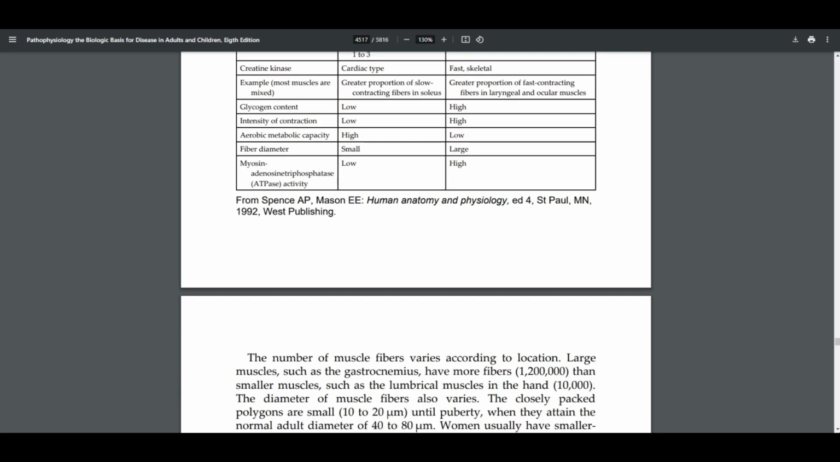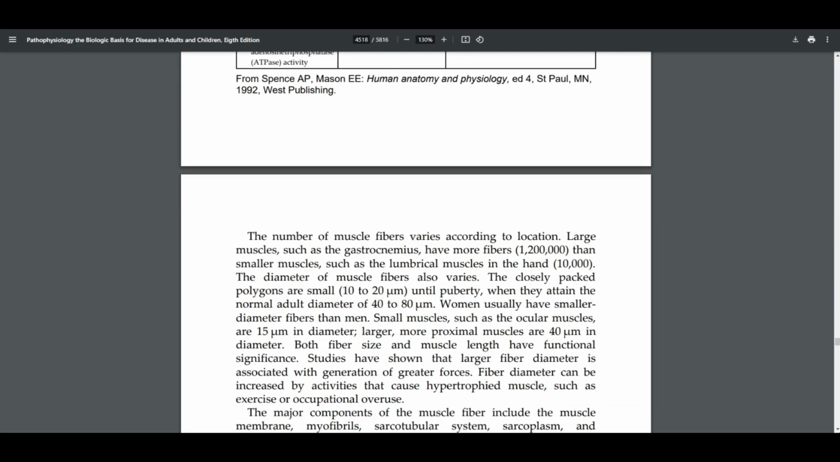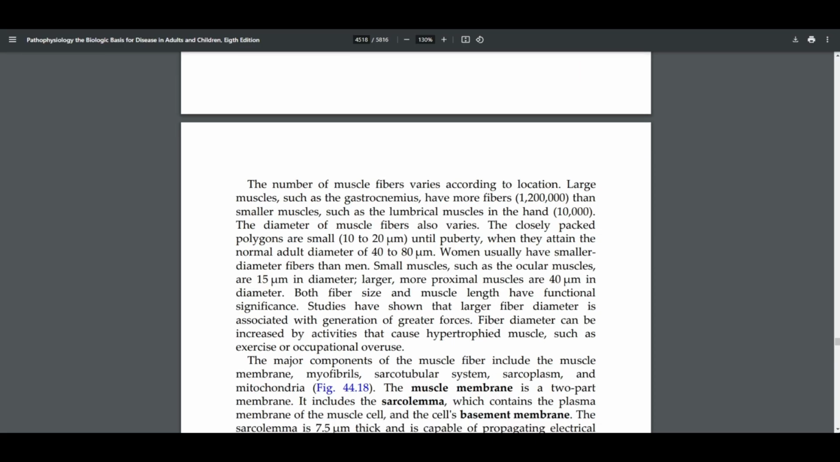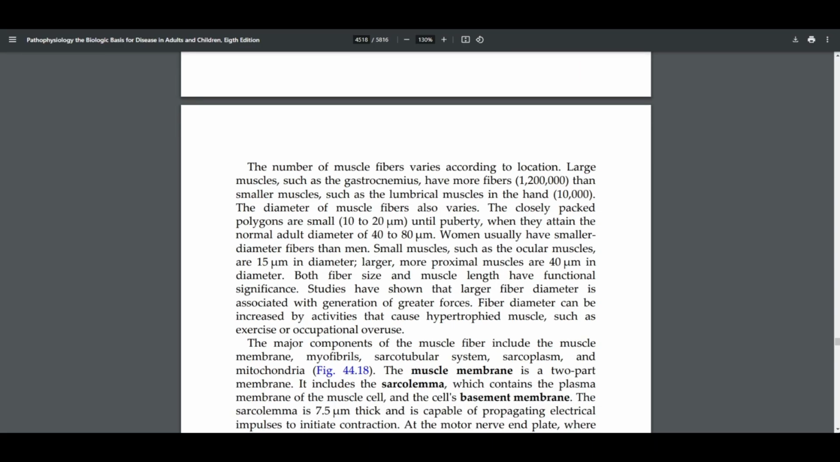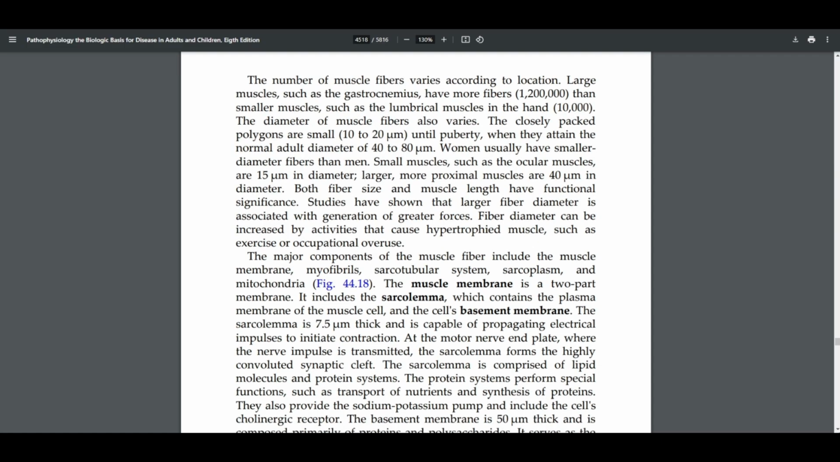The number of muscle fibers varies according to location. Large muscles, such as the gastrocnemius, I think they misspelled that, have more fibers than smaller muscles, such as the lumbrical muscles in the hand. The diameter of muscle fibers also varies. The closely packed polygons are small until puberty, and when they attain the normal adult diameter, 40 to 80, women usually have smaller diameter fibers than men.